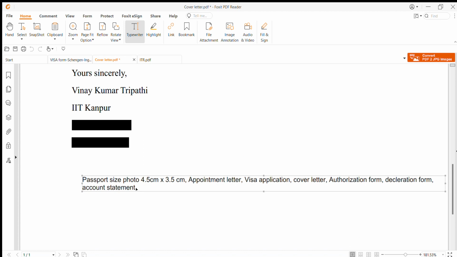I'll just write it, ITR. Okay, if you pay taxes, definitely you have to submit some Form 16. She was talking about the person verifying my document. And then what is important?